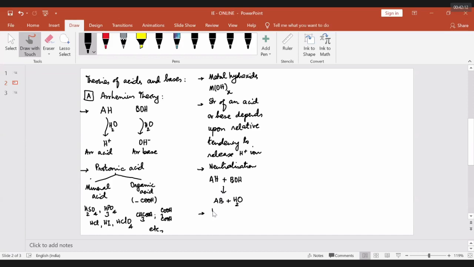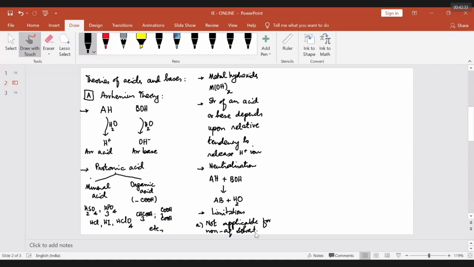The limitations are: number one, not applicable for non-aqueous solvent. For example, what is the name of HCl? Hydrochloric acid. The name itself says acid. Take that HCl and add it in a benzene container. Nothing will happen. No H plus ion is released. That means the definition of Arrhenius theory is restricted with respect to aqueous system only. It is not applicable in case of non-aqueous system.